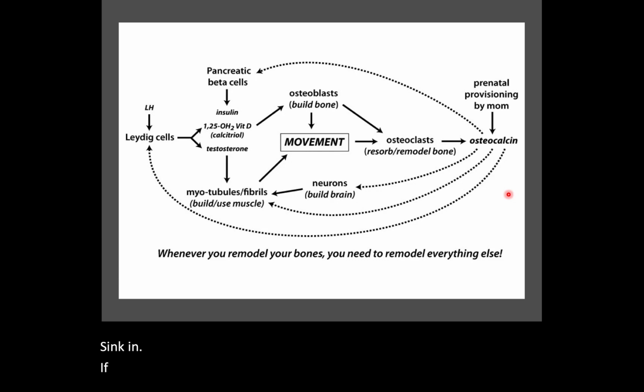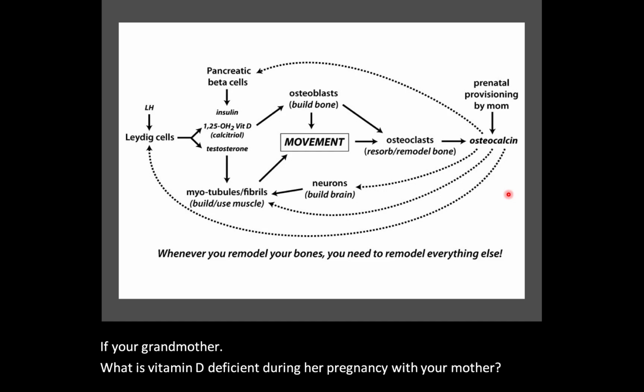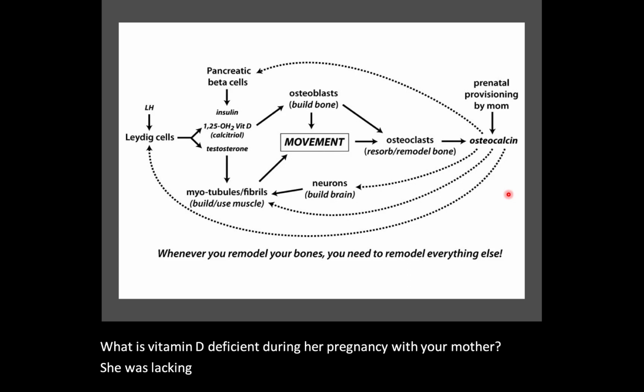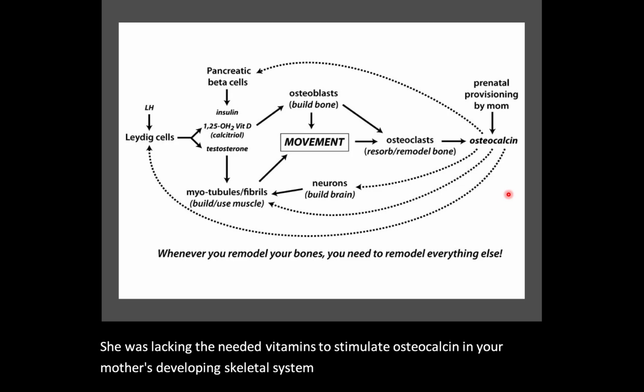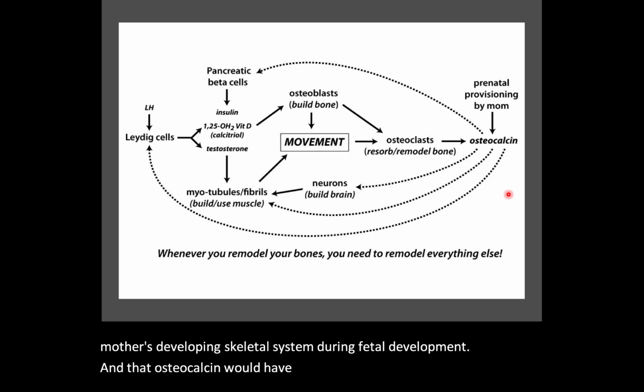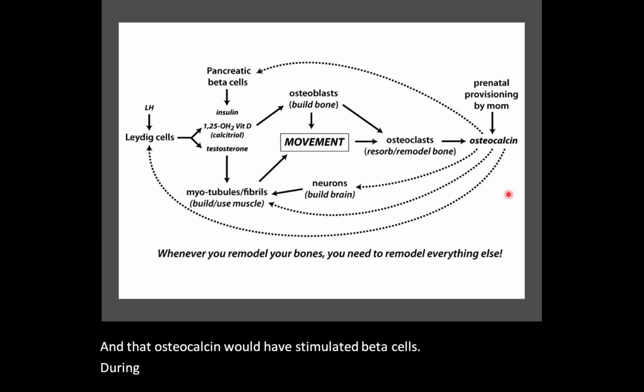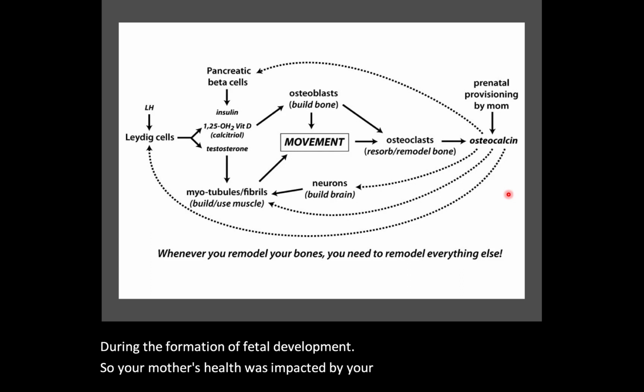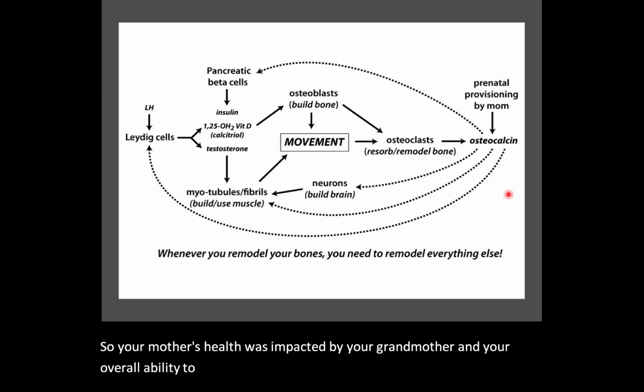If your grandmother was vitamin D deficient during her pregnancy with your mother, she was lacking the needed vitamins to stimulate osteocalcin in your mother's developing skeletal system during fetal development. And that osteocalcin would have stimulated beta cells during the formation of fetal development. So your mother's health was impacted by your grandmother, and your overall ability to produce osteocalcin was impacted by your grandmother's prenatal health.